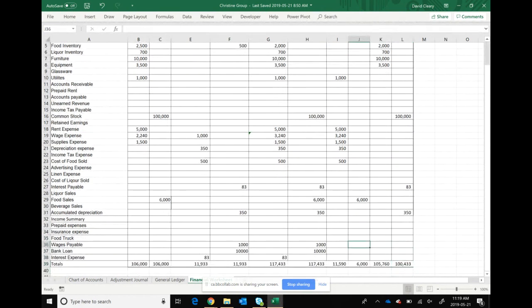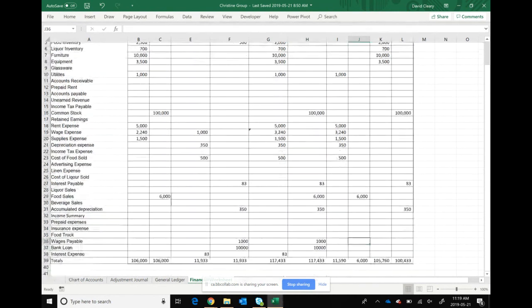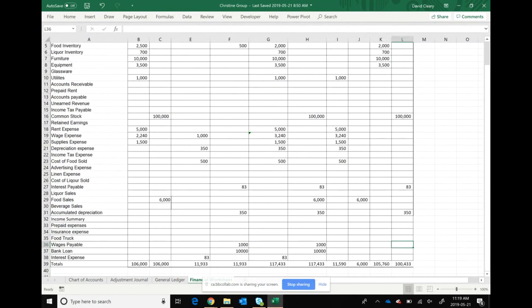And then our wages payable, it goes on the balance sheet, yes, because it's a liability. Bank loan, also a liability, goes on the balance sheet. And interest expense of $83 goes on the income statement, right? Because it's a cost. So $83. I just gotta make these bigger. Just click and drag that over.